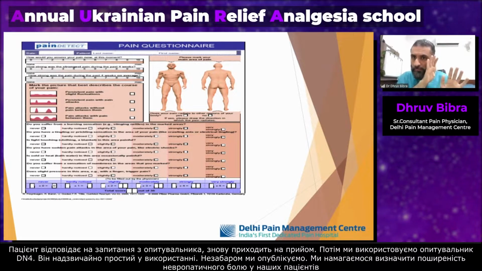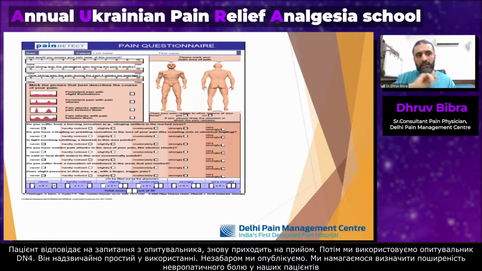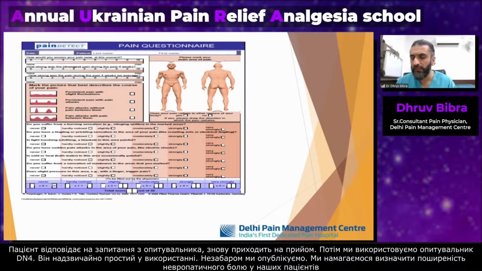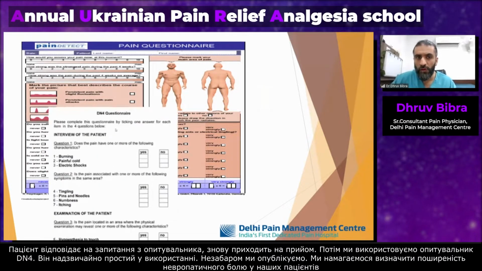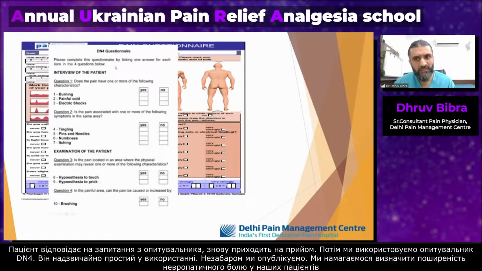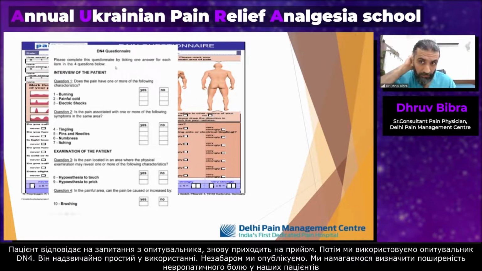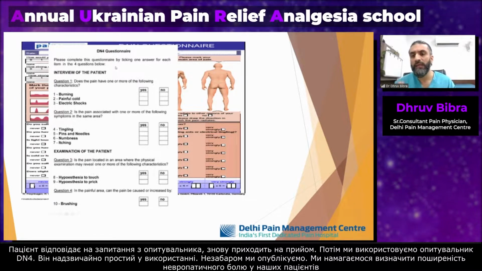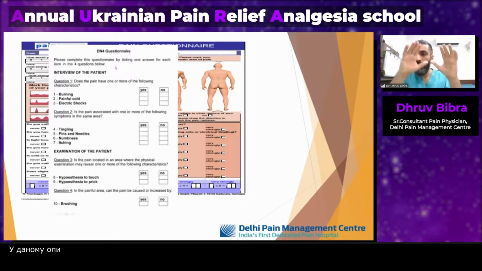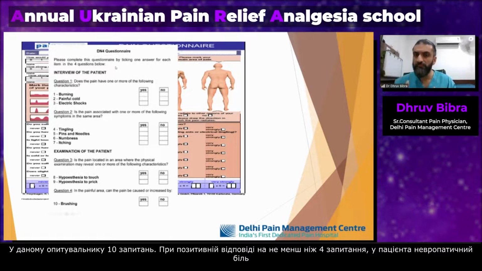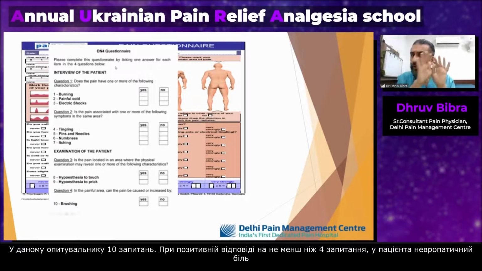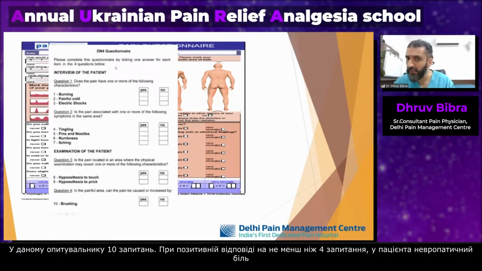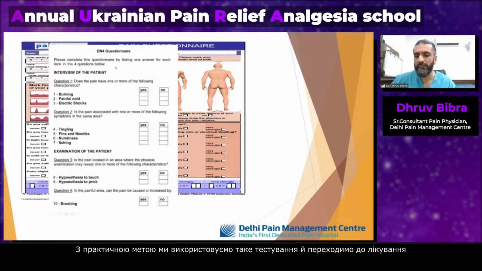So we have two tools. One is the PainDETECT questionnaire, a set of questions which you can ask the patient. Again, it seems cumbersome, so now we have shifted to the DN4. It is very simple, easy to use. We have compiled data, and very soon we will be publishing it, where we have tried to find out the incidence of neuropathic pain in our patients. This is a questionnaire which has 10 questions. If 4 or more are positive, then the patient has neuropathic pain. So for practical purposes, we use this screening test and start the treatment.